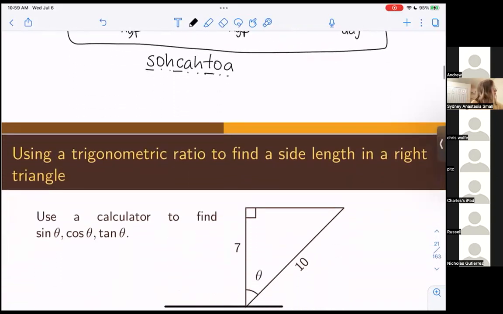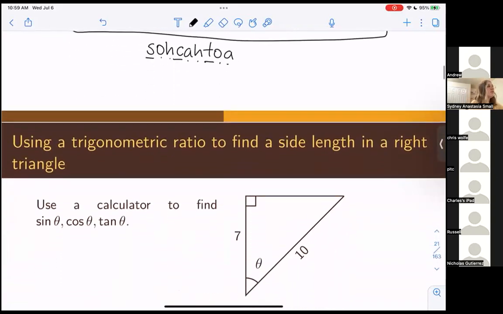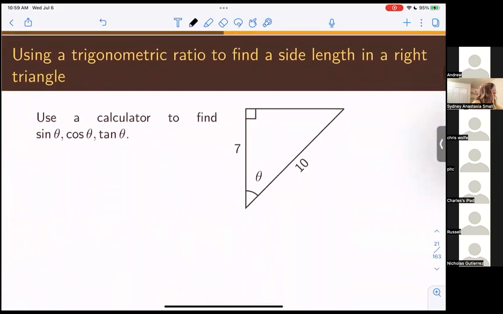Okay, so let's use just this information alone to find some information about a triangle. We want to use a calculator to find sine of theta, cosine theta, and tangent theta. So we know here's theta. So we want cosine theta, sine of theta, and tangent of theta. Right now, we only have two side lengths. We only know the hypotenuse and the side adjacent to theta. We need to know this to be able to do a couple of these functions. So how could we find it?